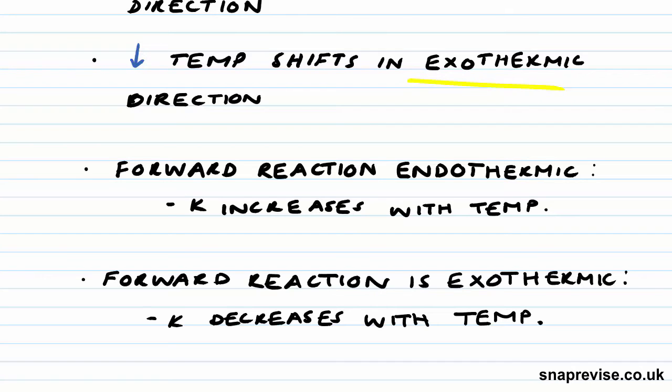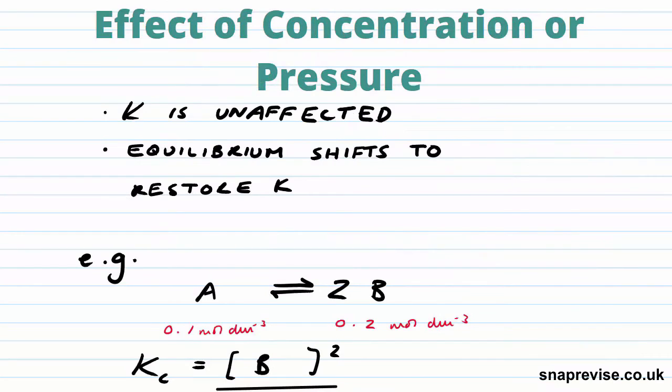So let's now have a look at how the effects of concentration or pressure affects our equilibrium system. Well, we know the rate constant K is completely unaffected, but what happens is our equilibrium shifts to restore the value of K, because the value of K, our constant, changes and we no longer have an equilibrium.